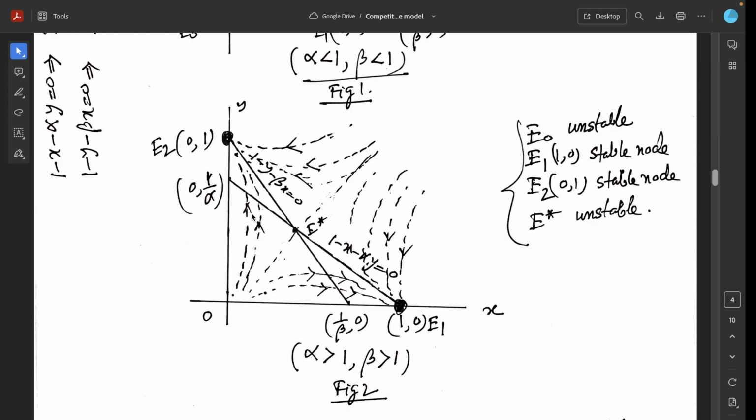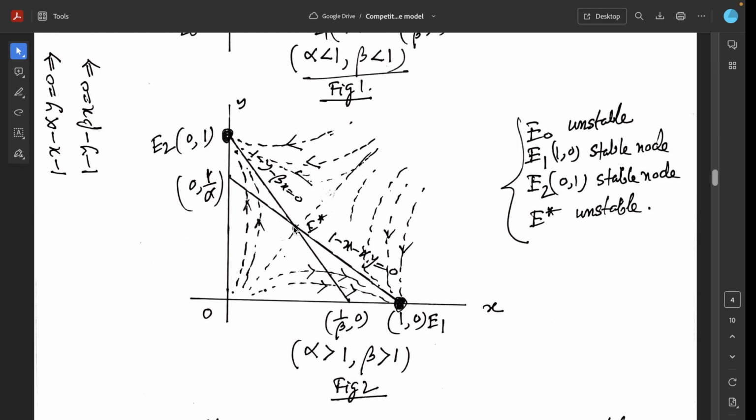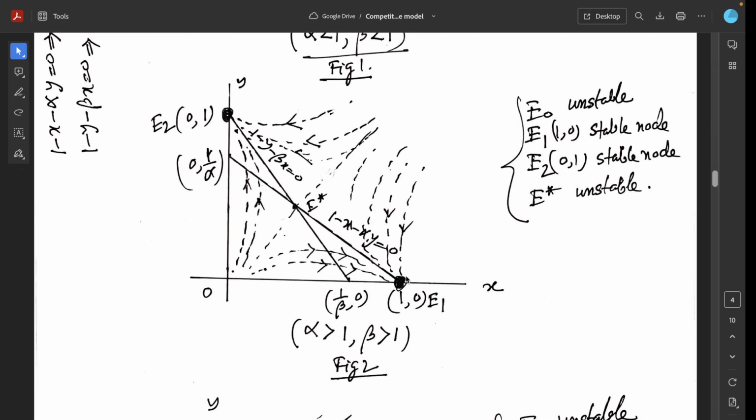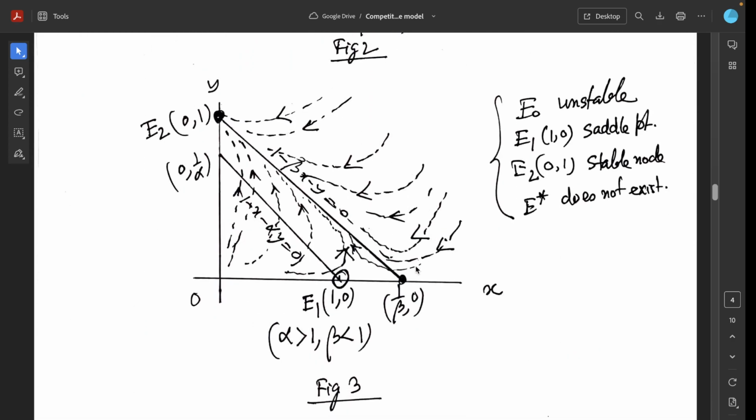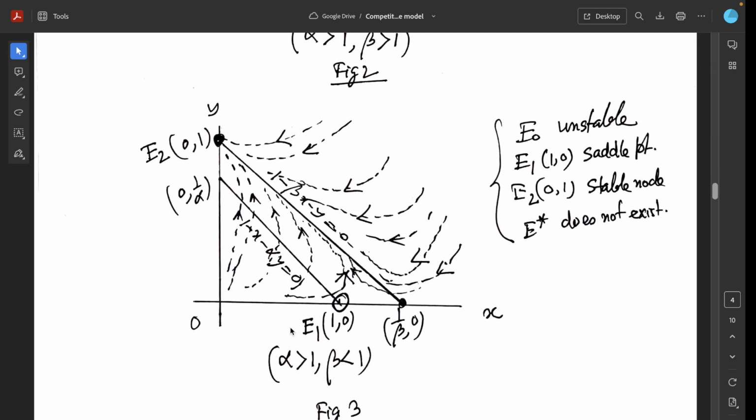So all trajectories go to the point E2 (0, 1) or to the point E1 (1, 0) as time t tends to infinity. This graph shows that E0 is unstable, and E star is also unstable, actually a saddle point, but E2 and E1 are stable nodes. And from the third figure, when alpha is greater than 1 and beta is less than 1, E0 is unstable.